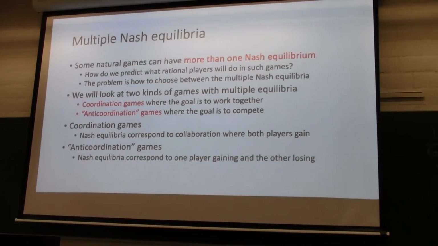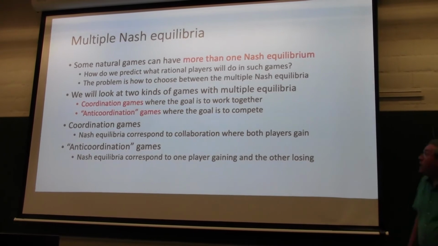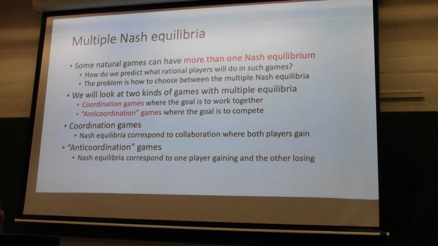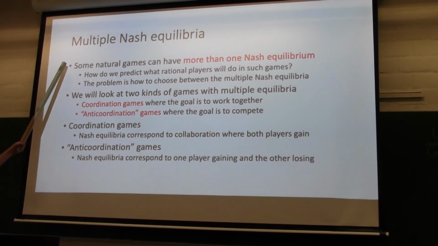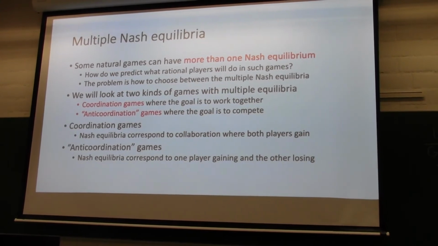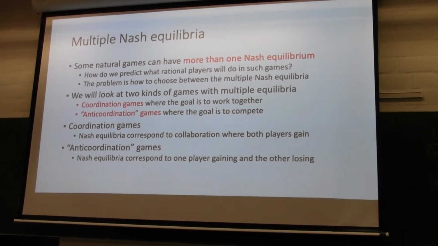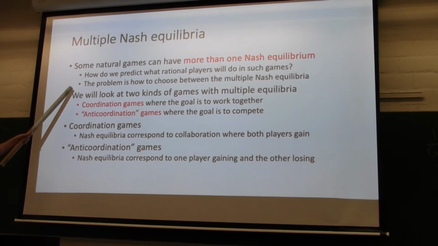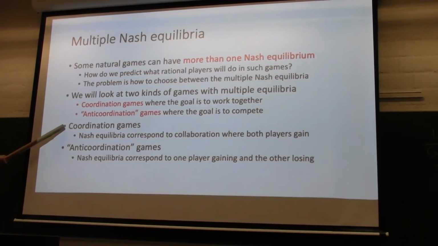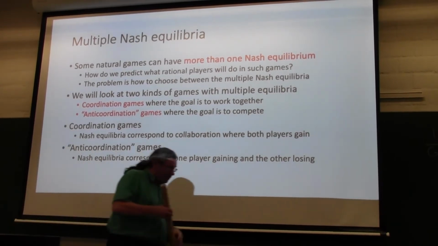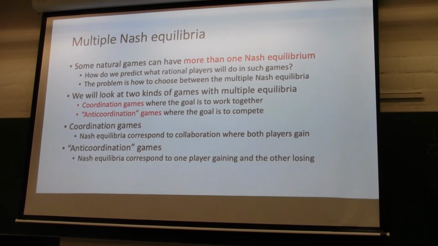Now I want to look at games. These are called coordination games, or this other kind called anti-coordination games. There are some games where you have more than one Nash equilibrium. So then the point is, which one do you pick? Because both players, it only works if they pick the same Nash equilibrium. How to choose between them? I'm going to look at two kinds of games, coordination and anti-coordination. Some of these are also very famous games that get a lot of discussion.